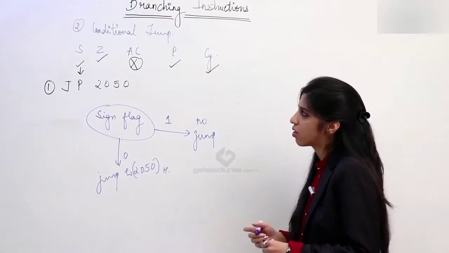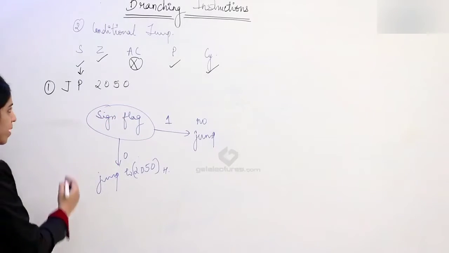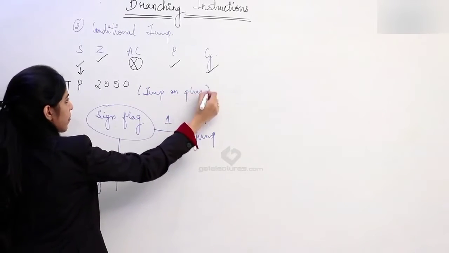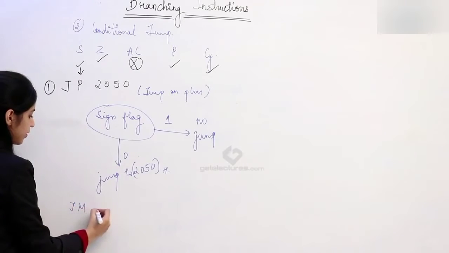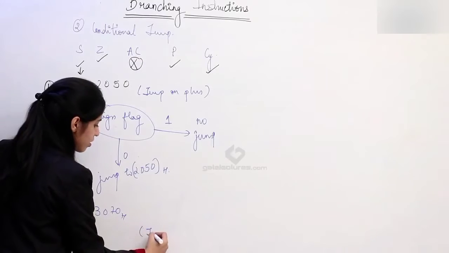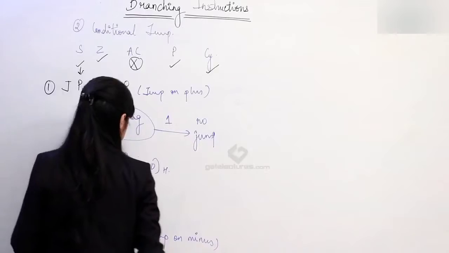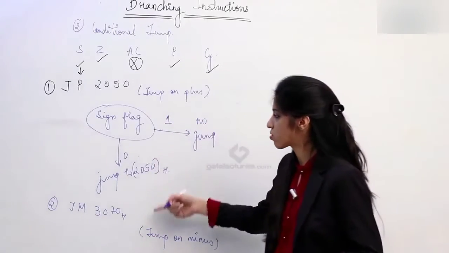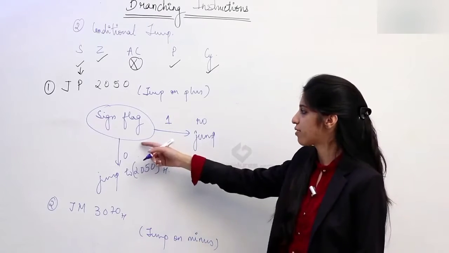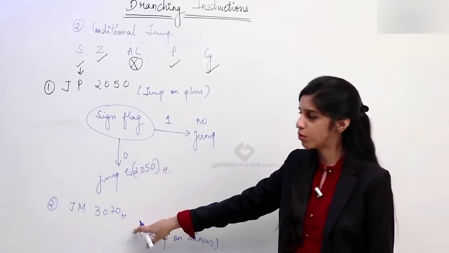This is based on the sign flag. We have two conditional jump instructions: JP, which stands for jump on plus, and one more instruction, JM, which is jump on minus. Similar to the previous instruction, if the sign flag is 0, we are not going to jump, but if the sign flag is 1, that is if the result is a negative number and a minus sign is present, we are going to jump to this memory location.